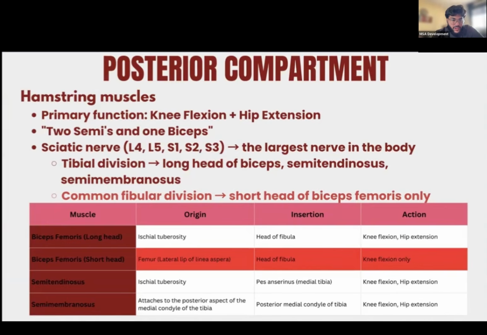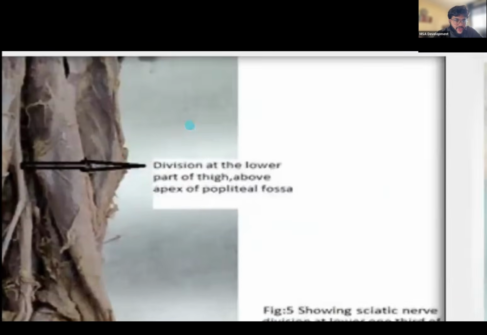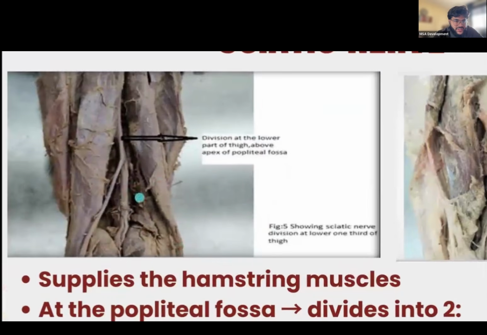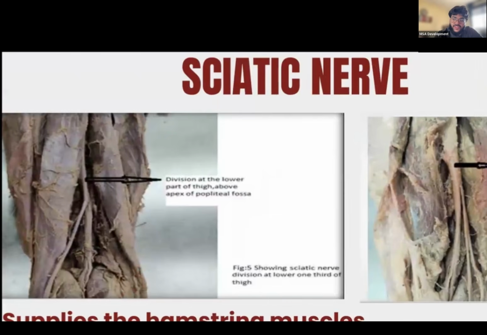I'll quickly talk about the sciatic nerve again over here. The sciatic nerve supplies the hamstring muscles, as we know by now. It has two divisions: the tibial and common fibular. Tibial for everything other than the short head of the biceps femoris, and the short head of the biceps femoris is supplied by the common fibular.